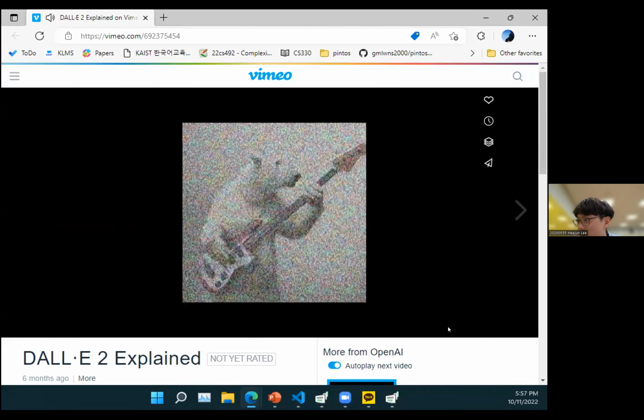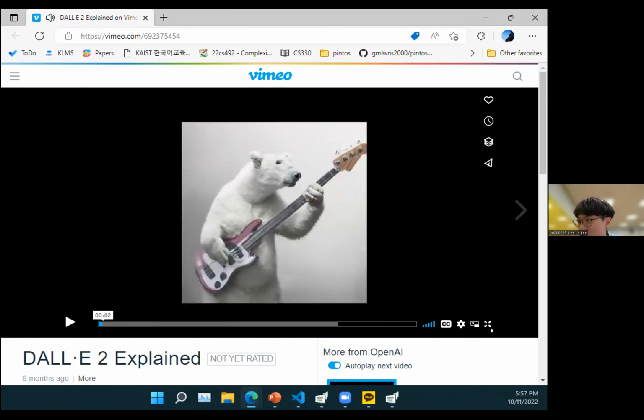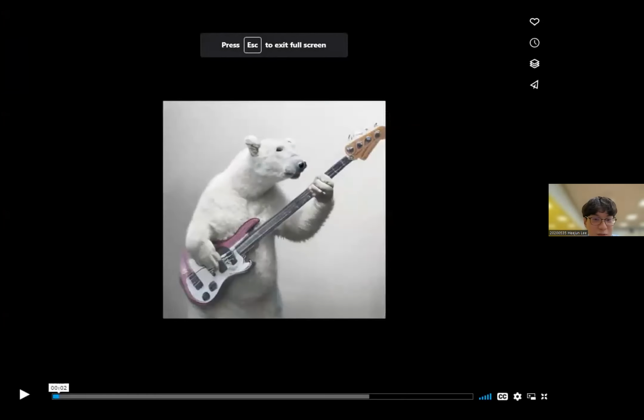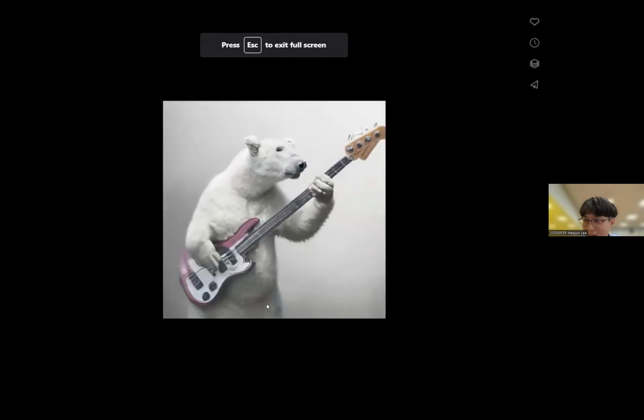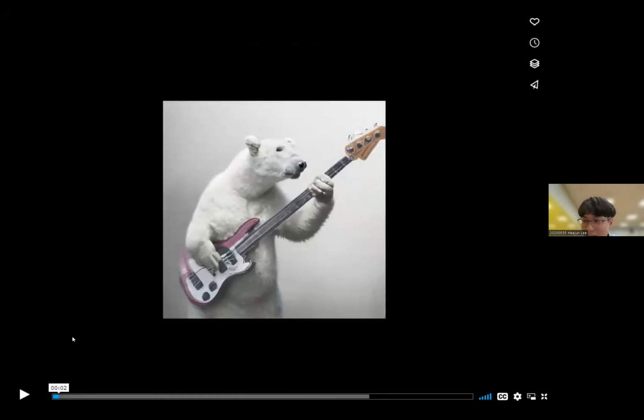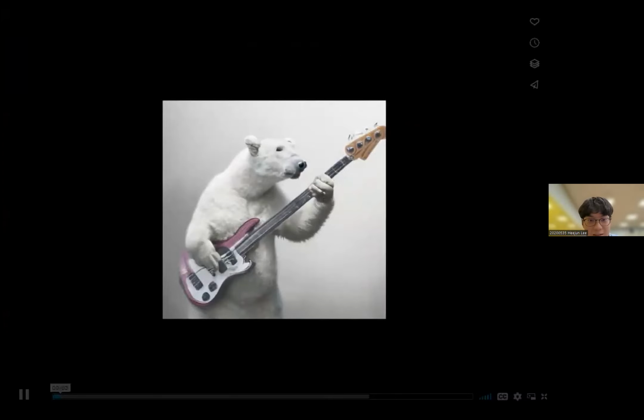Have you ever seen a polar bear playing bass? Can you hear the sound of the video? Okay. You can improve the sound quality in your settings when sharing. Really? I changed it. Stereo, okay, optimized for video clip.